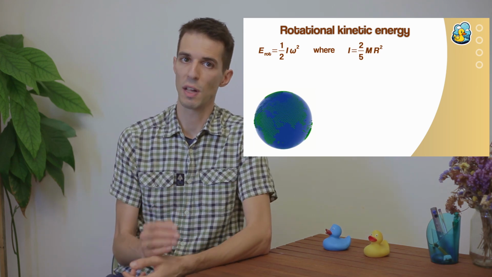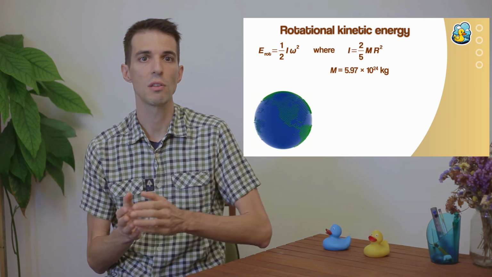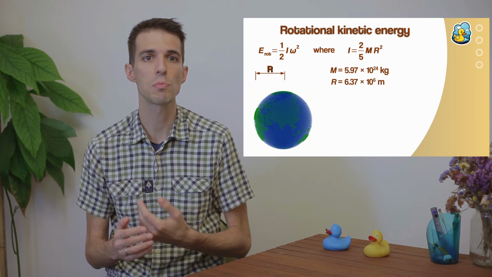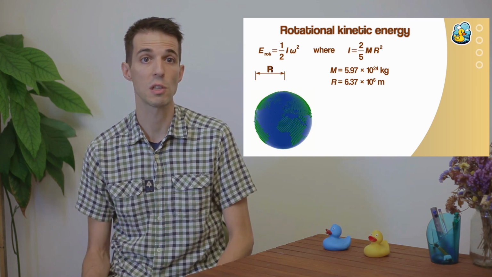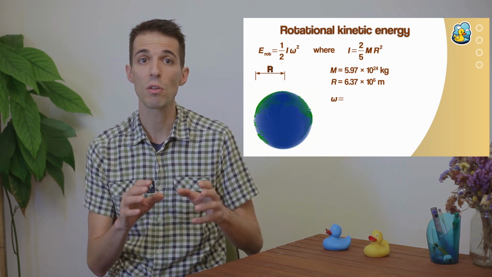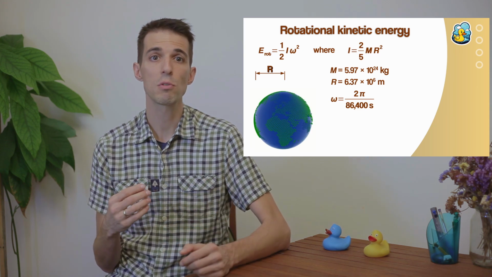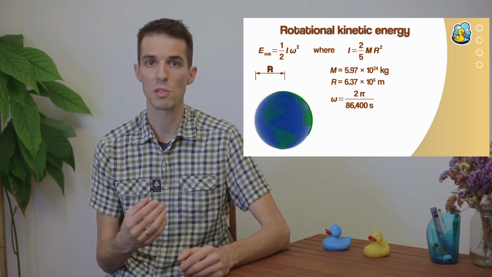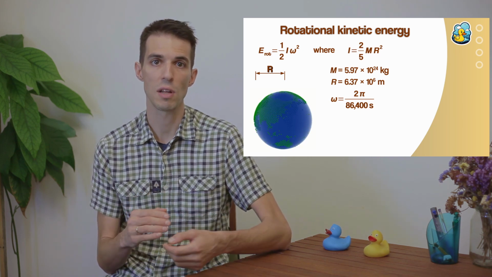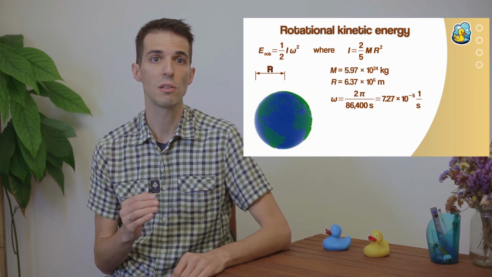Let's list the known values. Mass of Earth, m, is approximately 5.97 times 10 to the power of 24 kilograms. The radius of Earth, r, is about 6.37 times 10 to the power of 6 meters. Angular velocity, omega, can be found by noting that Earth completes one full rotation, or 2 pi radians as you know, in approximately 86,400 seconds. So, omega equals 2 pi radians divided by 86,400 seconds, which is approximately 7.27 times 10 to the power of -5 radians per second.